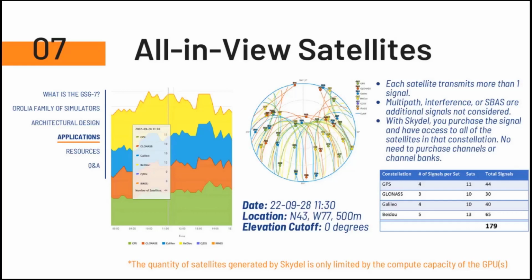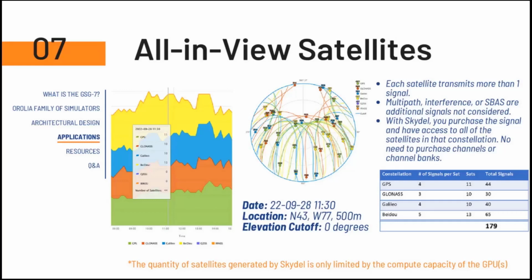I was being lazy, so I just kept round numbers. And you can see, with the elevation cutoff of 0 degrees, how many satellites are in view. This is not anything hypothetical. This is how many satellites were in view at that location at that date and time. We can see that we have satellites from the 4 main global constellations: GPS, GLONASS, Galileo, and Beidou.